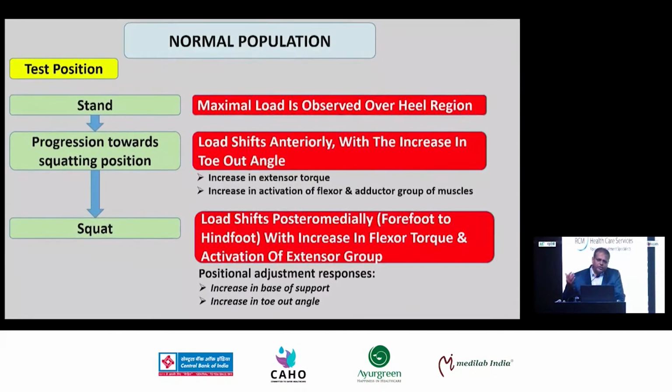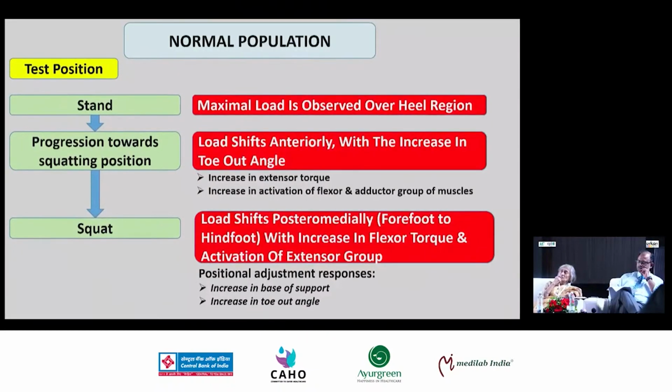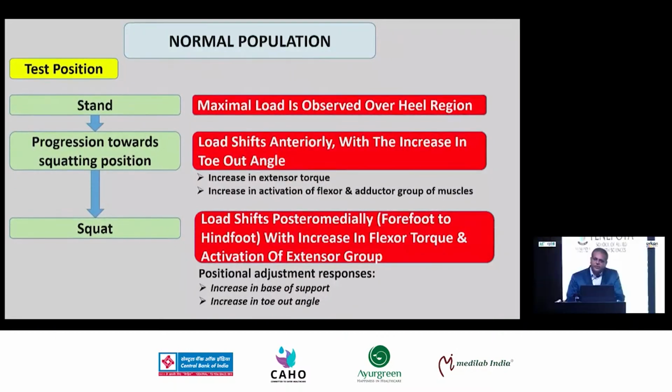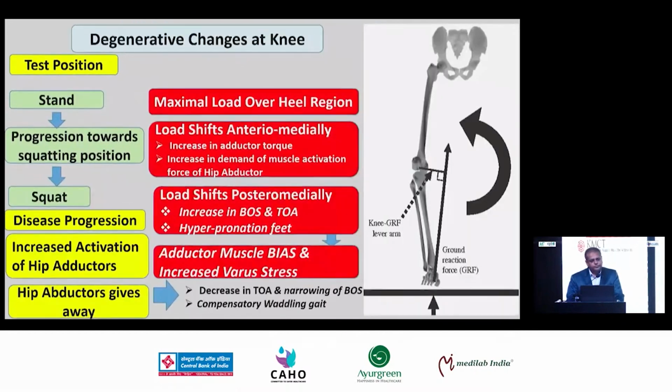The movement transition was from stand to squat. In this process, load shifted anteriorly, with a compensatory pattern of increased toe-out angle and increased extensor torque, as well as activation of the flexor and adductor groups of muscles. After acquiring the squat, the load shifted posteromedially with increased flexor torque and activation of the extensor group. The patient has a position adjustment response in terms of increased toe-out angle and base of support.